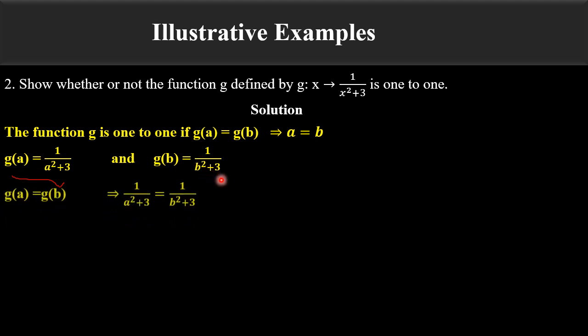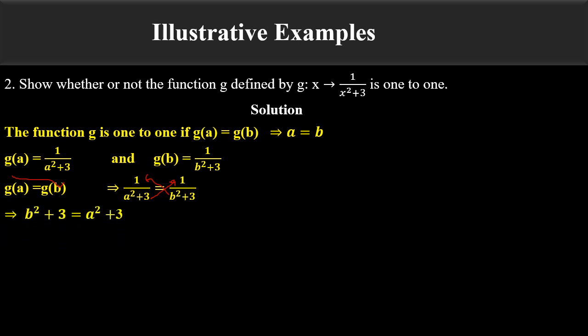By so doing, we have 1 over a squared plus 3 equals 1 over b squared plus 3. From here, we cross multiply. Cross multiplying, we have b squared plus 3 going to the left hand side to multiply the 1, and a squared plus 3 goes to the right hand side to multiply the 1 there. And so the next thing we have is b squared plus 3 being equal to a squared plus 3.